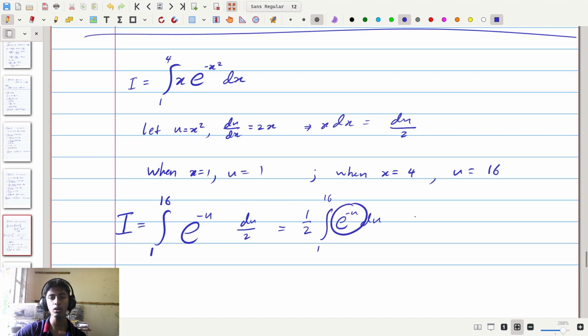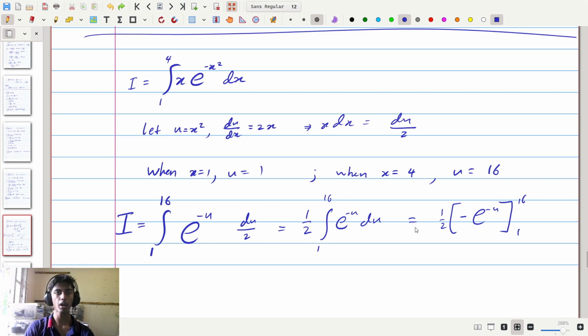Now then, we know how to solve this integral here. It's quite simple. This integral is half times the limits of negative e to the negative u as u goes from 1 to 16. If you are confused how this happened, you really need to check the previous video on integration. This happened because we have a constant of negative 1 times u. We know that when we have this kind of thing, this is going to be e to the power of negative u divided by negative 1, which is going to be negative e to the power of negative u.